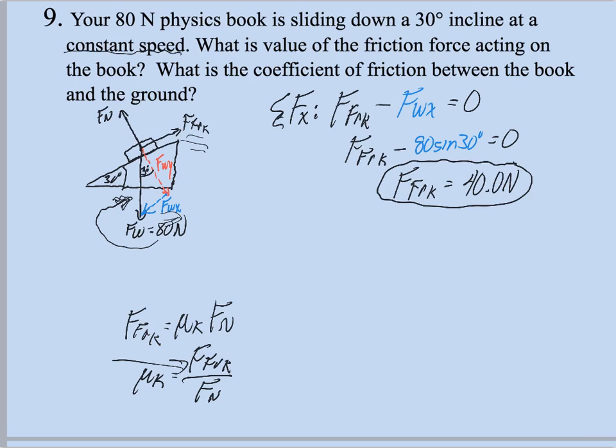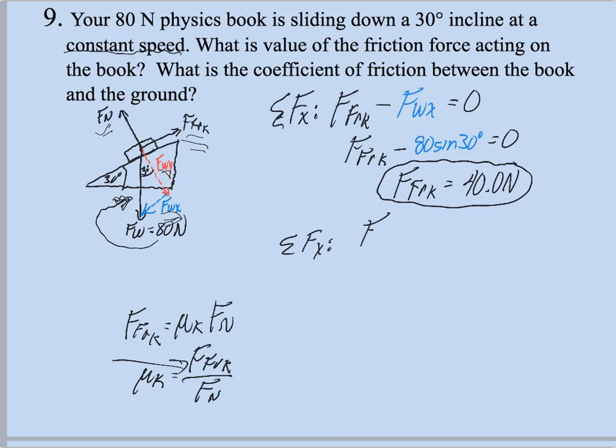Well, let's sum the forces along the y-axis. What do I have along the y-axis? What's perpendicular to the surface of the incline? Well, it looks like the normal force is perpendicular to it, and the y component of the weight vector is perpendicular to it. So, should they add up to 0 if I add them together? They should. So let's do that.